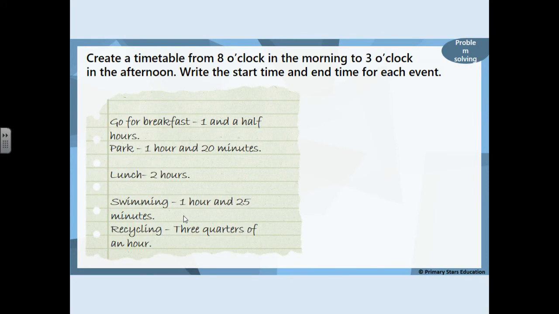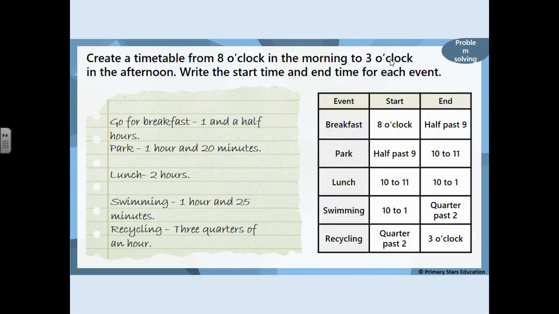So this is what I have done. So looking at this and working out from the time of 8 o'clock to 3 o'clock, this is how I've written my timetable. So I've got my events on one side, I've got my start time and my end time. So my start time is going to be 8, and I know it's going to end at 3, so I can put 3 o'clock there. And what I need to do is work out what my end time for breakfast is going to be. So if it's going to be 1.5 hours, it's going to finish at 9:30.